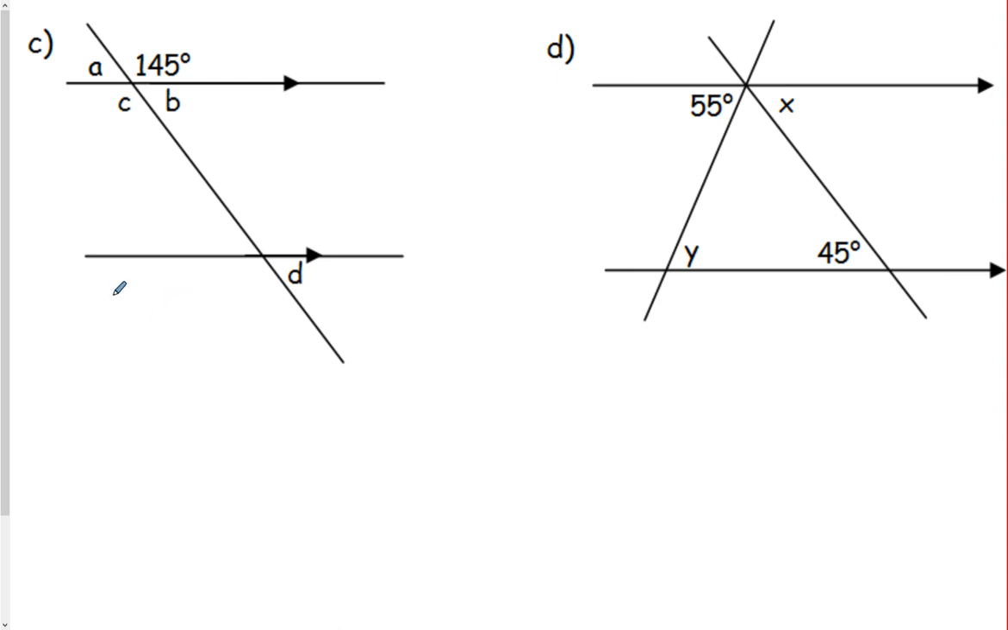For C, I can use my opposite angle theorem. So I can say, okay, C is going to be 145, because it's opposite angle 145. I can use my supplementary angle theorem to find B, because I know that whole thing is going to be 180. And if I subtract off the 145, then I'm going to have 35 degrees left over for B.